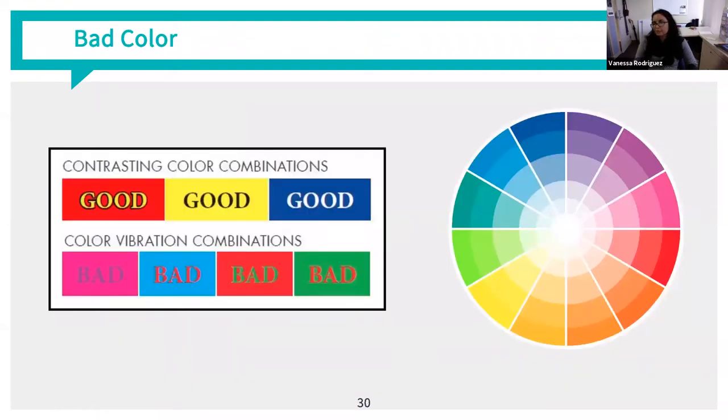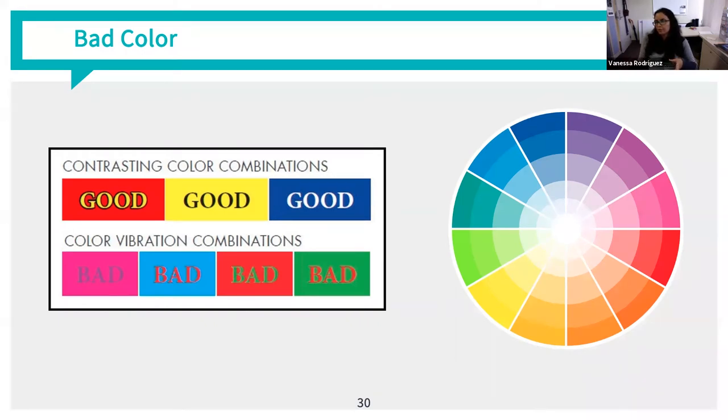Bad color. In this case, I'm really talking about text on top of a background. You don't want to have text that doesn't stand out from the background. The red and the green, even though they are somewhat easy to read, if you were colorblind in that schematic, you wouldn't be able to read it. And red and green, I think, is the most common color blindness.